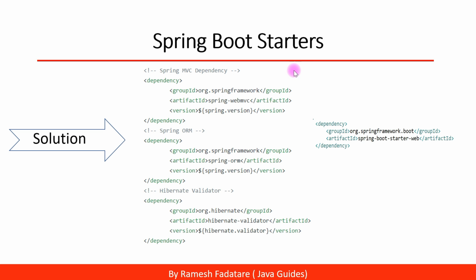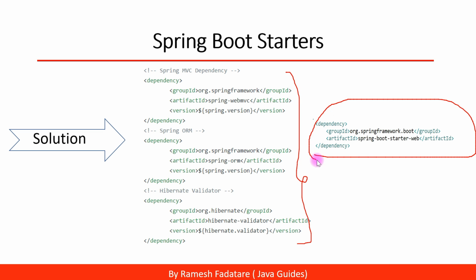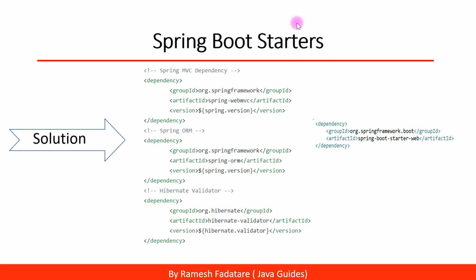Since we know that these are the dependencies required to develop a Spring MVC application, why not have a single dependency which will manage all these dependencies internally? Basically, Spring Boot starters provide a starter dependency, that is the Spring Boot starter web dependency, and this dependency internally manages all these three dependencies with their compatible versions and other transitive dependencies.